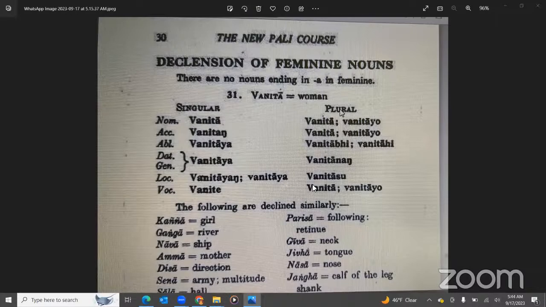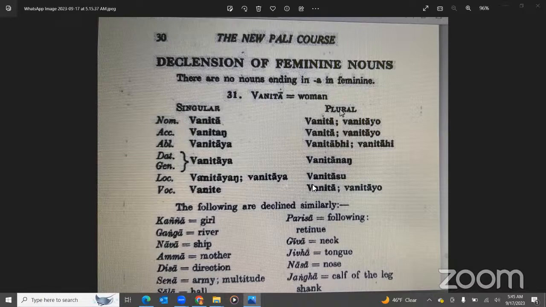Vanita is a feminine noun, meaning woman, and we have singular and plural forms. The first one is nominative, the second is accusative, that means pathama vibhatti, dutiya vibhatti. The first is the subject and the second is the object. Then you have tatiya, the instrumental case, and the ablative. Here only the ablative is mentioned, but you have the instrumental case also. Both are vanitaya. So in this way: nominative vanita, vanitayo; accusative vanitang, vanitayo; and ablative and instrumental vanitaya, vanitabhi, vanitahi.